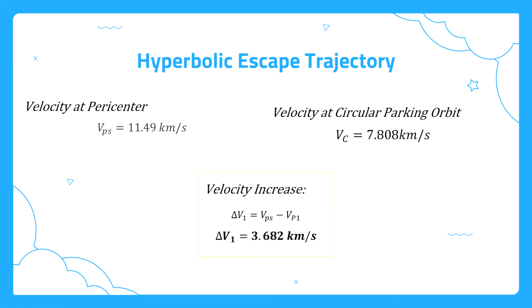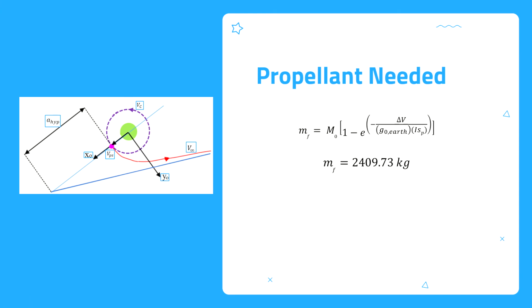Knowing the velocity at pericenter and the velocity of the circular parking orbit, we can calculate the velocity increase needed for the spacecraft to go from the circular orbit to the hyperbolic escape trajectory, given by delta V1, which is VPS minus VC. This is actually VC. I'm sorry for the mistakes here. So, delta V1 here can be obtained. It is 3.682 km per second. And from this, we can calculate the propellant mass needed for the spacecraft to enter the hyperbolic escape trajectory. The derivation of the equation is in the report, while the calculation can be seen here using this equation, and the value obtained is 2,409.73 kilograms. We're going to see later that it's actually not far from the actual data.